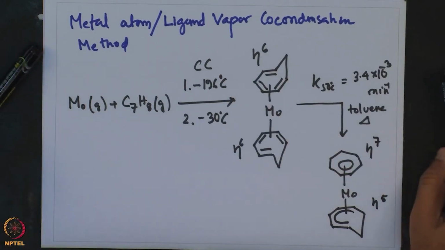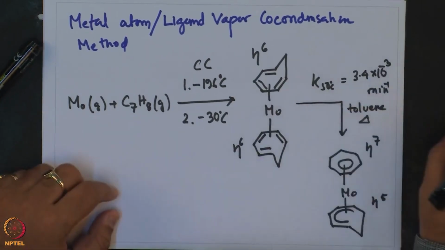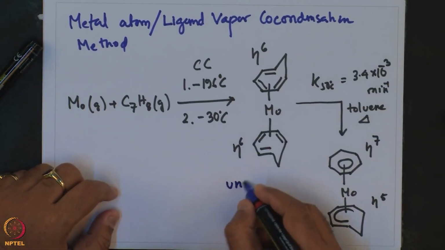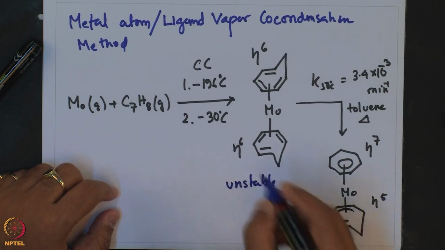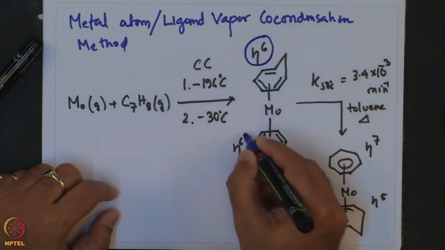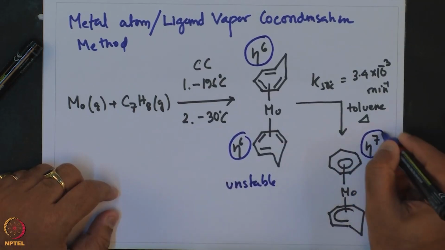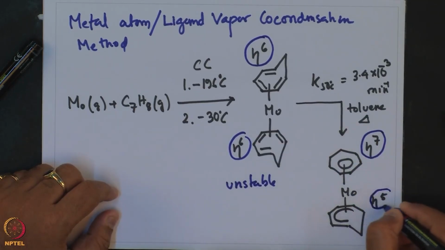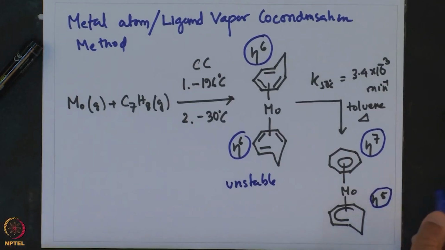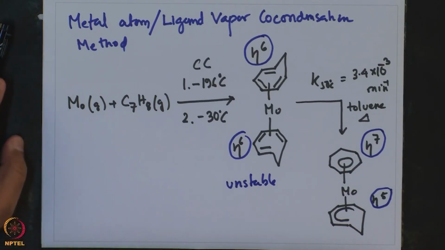So, what we see is that this very unstable eta 6 combination is formed, which upon heating gets converted to these eta 7 eta 5 forms. So, this is a very interesting method in which one can see the rearrangement of the hapticity occurring from eta 6 to eta 7 eta 5.